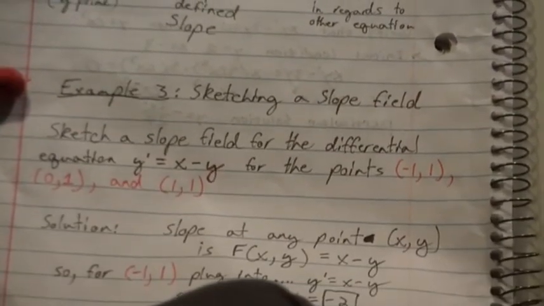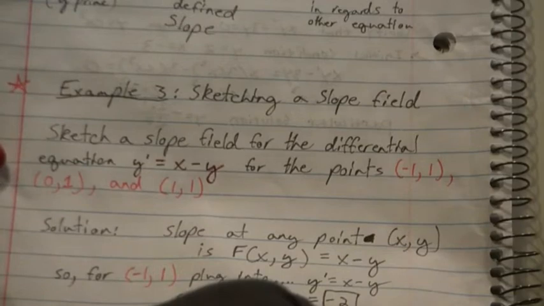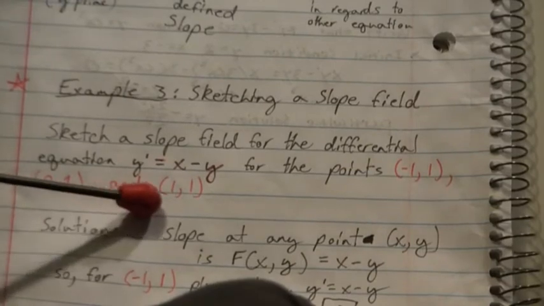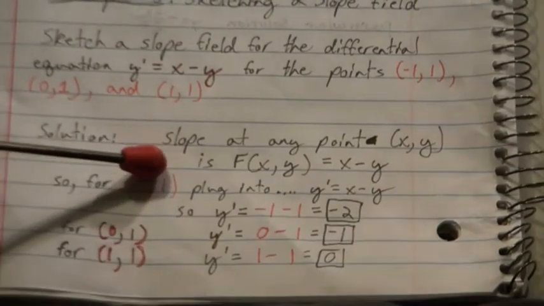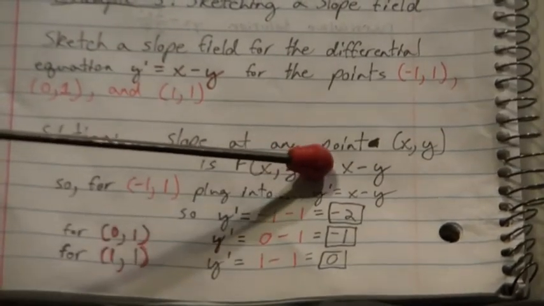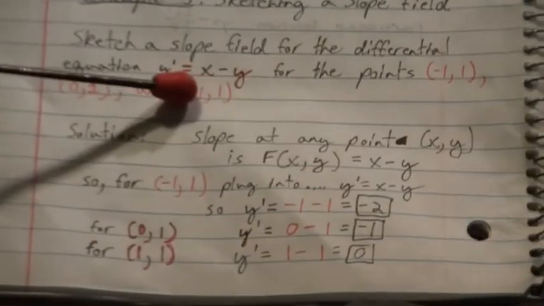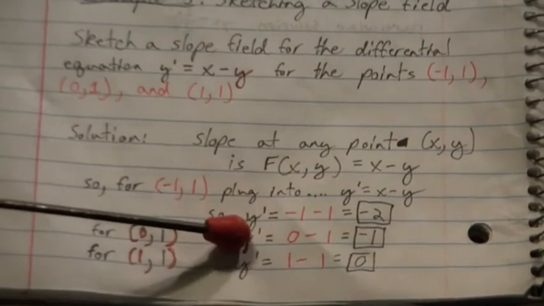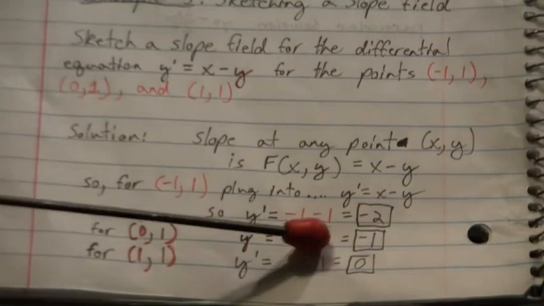So for example 3, we're going to be sketching a slope field. For this problem, it asks to sketch a slope field for the differential equation y prime equals x minus y for the points negative 1, 1, 0, 1, and 1, comma 1. So, in order to do this, the slope at any point x, y is f of x, y equals x minus y. So you're going to make this equation equal to the differential equation you're given. And basically all you have to do is plug in the coordinates into x minus y, the equation you're given, and you will find your slope for y prime.